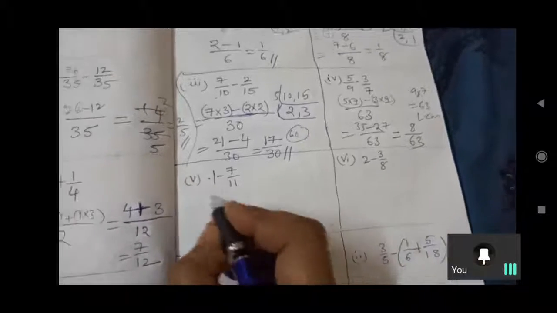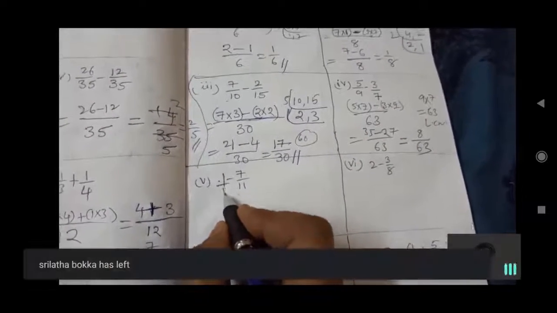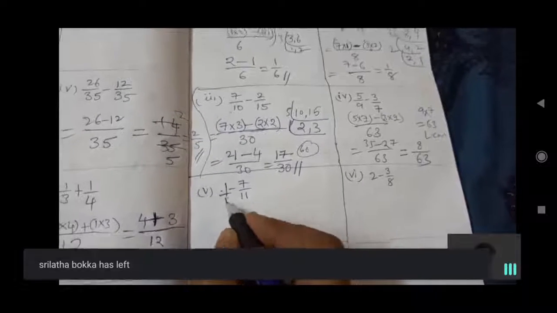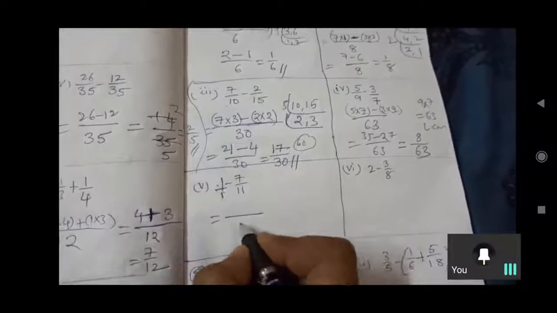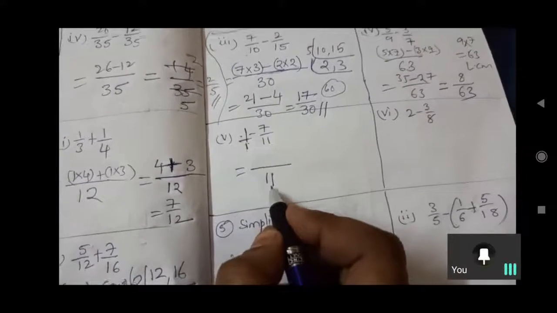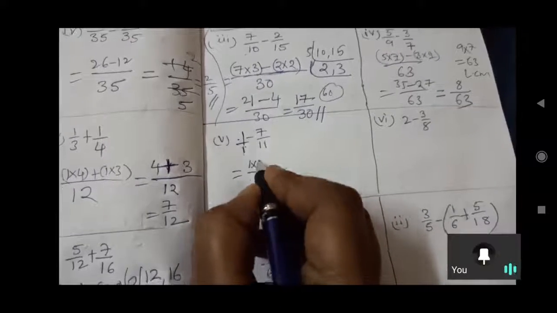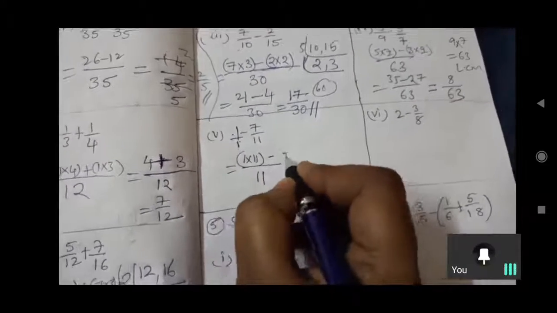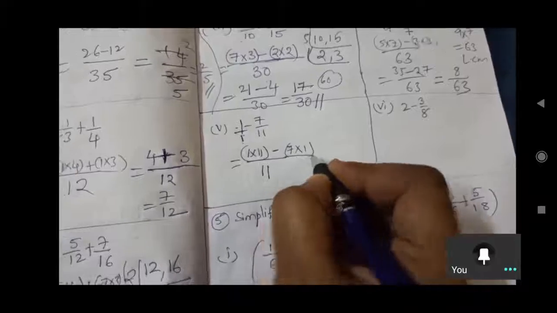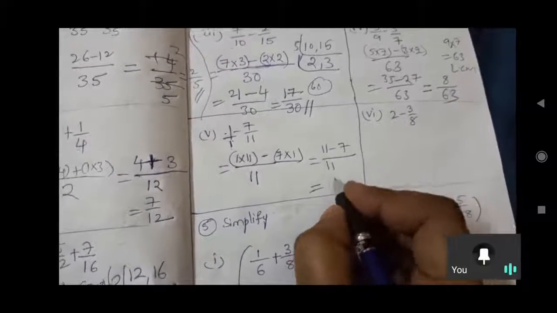Here how can we do, Nana? How can we do this? Here nothing is there means 1 you should consider, in the denominator 1 you should consider. 11 is the LCM here. Okay? 1 comma 11. 11 is the LCM. So here we should multiply in the denominator part 1 into 11 minus 7 into 1. Okay? Is equal to 11 minus 7 by 11 is equal to 4 by 11.